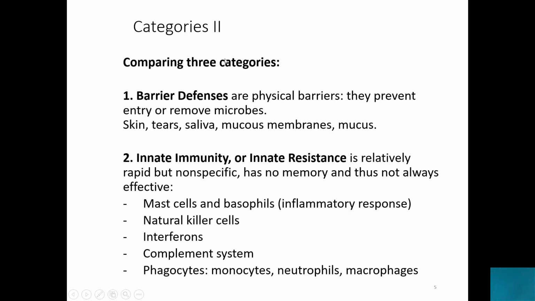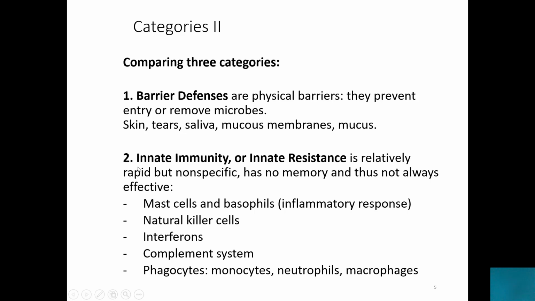Now let's talk a little bit more about those three categories. First of all, barrier defenses. They are physical barriers. That is our skin. It prevents entry of microbes. No bacteria and no virus can get into the body through healthy and undamaged skin. Our tears wash away bacteria from the eyes, and our saliva, mucous membranes, and mucus in our oral and nasal cavities all prevent entry of infection.